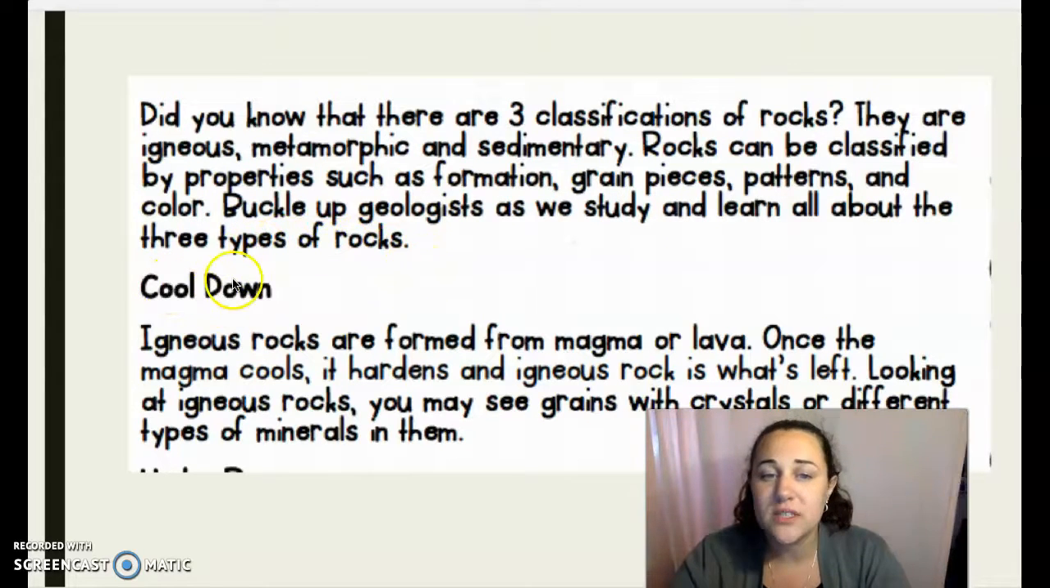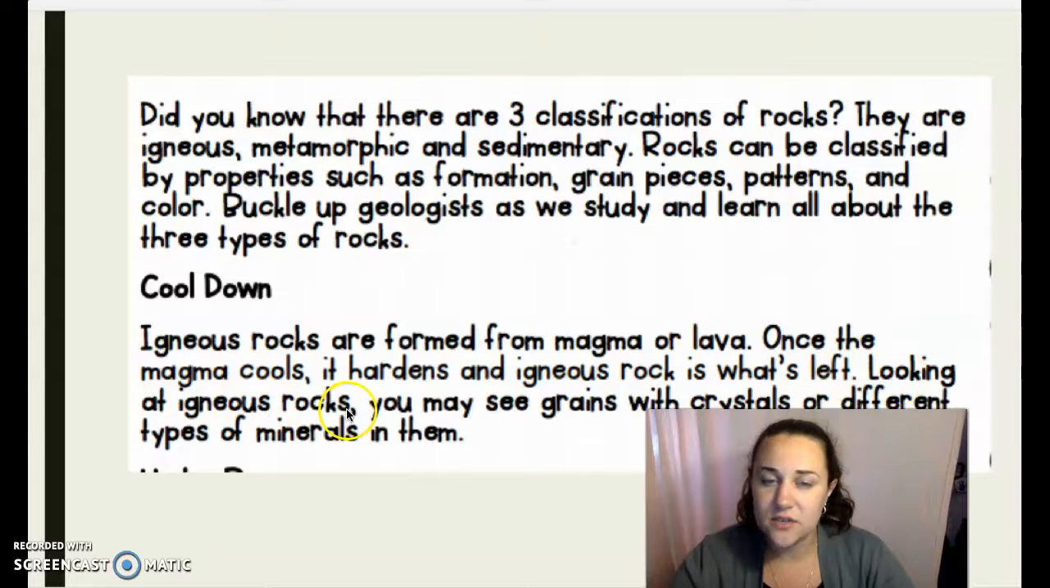So, the cooled down rocks. Igneous rocks are formed from magma or lava. Now remember, magma and lava have to do with the volcanoes. That's the very, very hot stuff that comes out of volcanoes. Once the magma cools, it hardens and igneous rock is what's left.